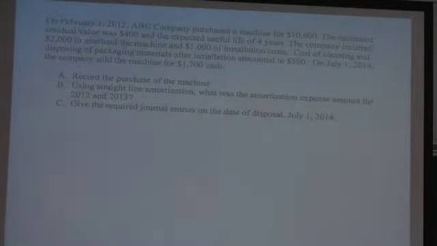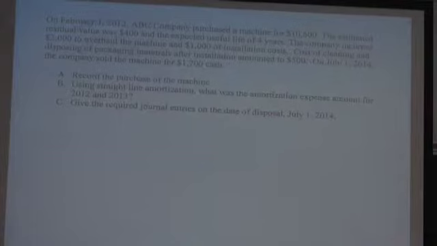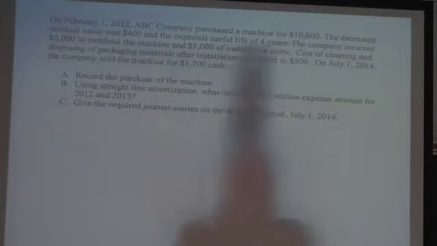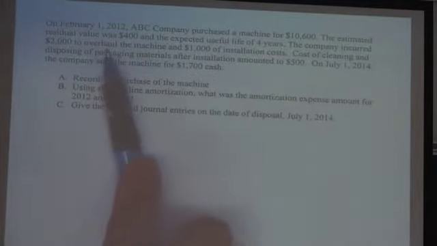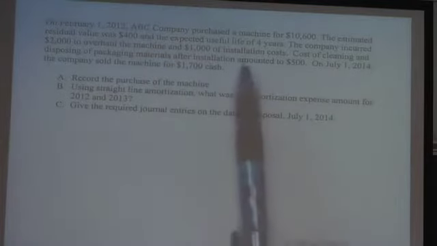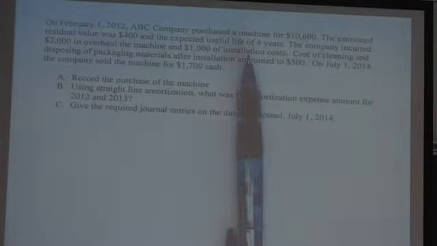And the key to the concept here is that we capitalize to the cost of the equipment if these costs incurred were necessary to get the equipment into its intended use. So in this case, the $2,000 overhaul to the machine is going to be included in the cost of the machine because it is part and parcel. It's important to get the asset to its useful state. The installation cost is also necessary to get the asset to its useful condition. So we obviously need to install it before we can use it.